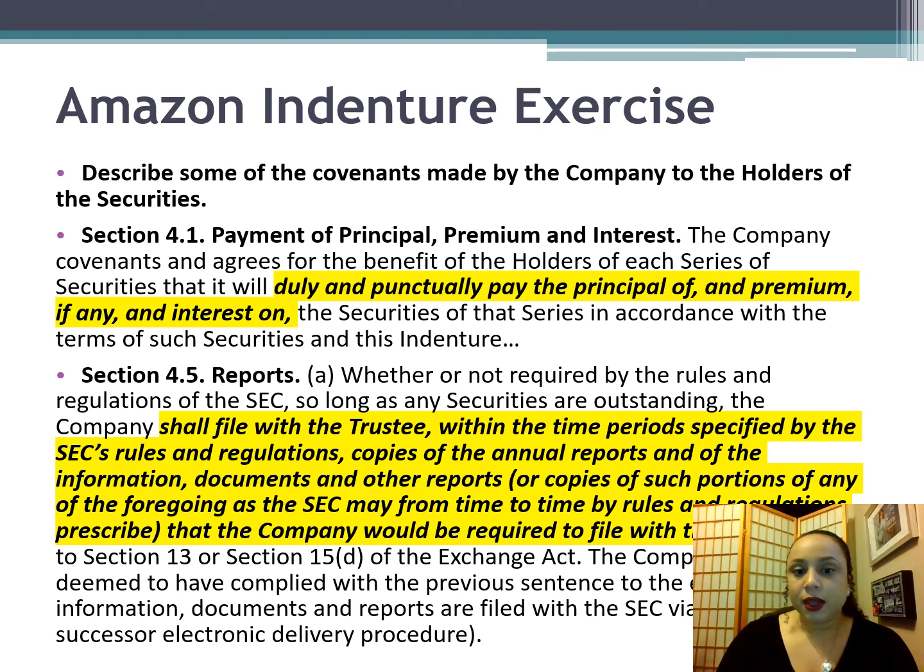Here, different. Okay, within the time period specified by the SEC's rules and regulations, copies of the annual reports and of the information, documents, and other reports that the company would be required to file with the SEC under these provisions of the Exchange Act, okay? So here, it appears that the company is under a heightened obligation to provide copies of these reports to the trustee within 15 days in which they are required to be filed with the SEC. Very interesting.